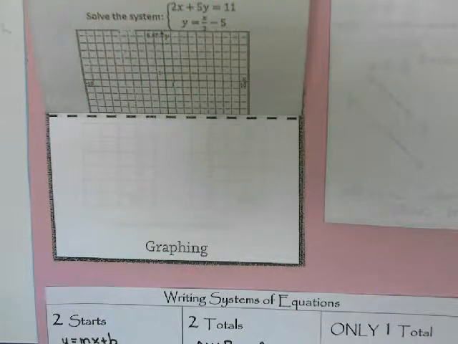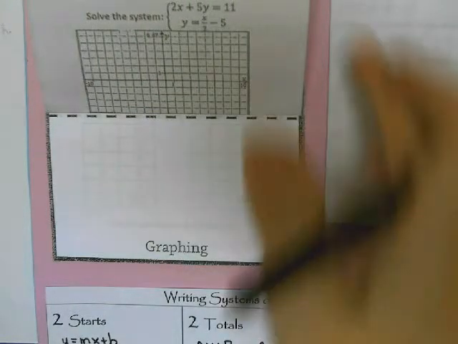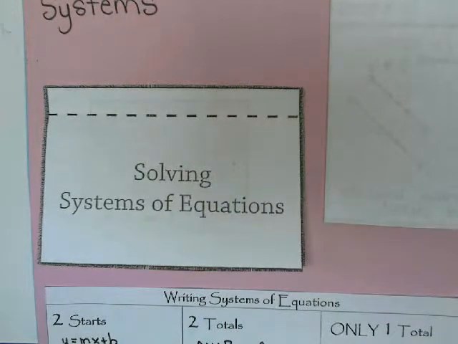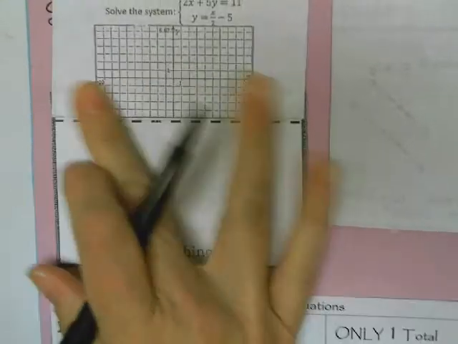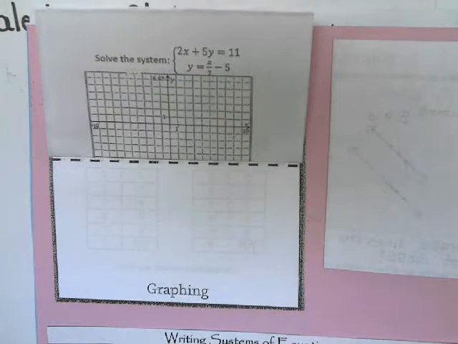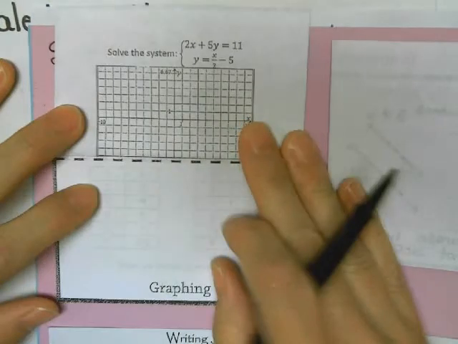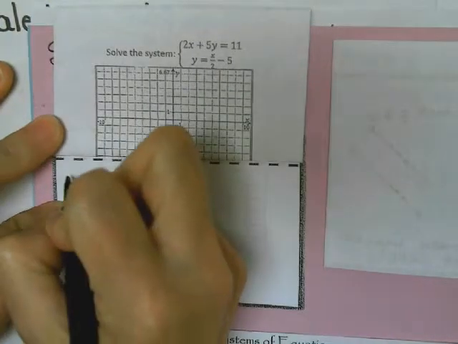All right, the last thing we're going to look at today is the foldable, that is the solving systems of equations using the different methods. So the first one we're going to look at is graphing. When we graph, they both have to be in the form of y equals.